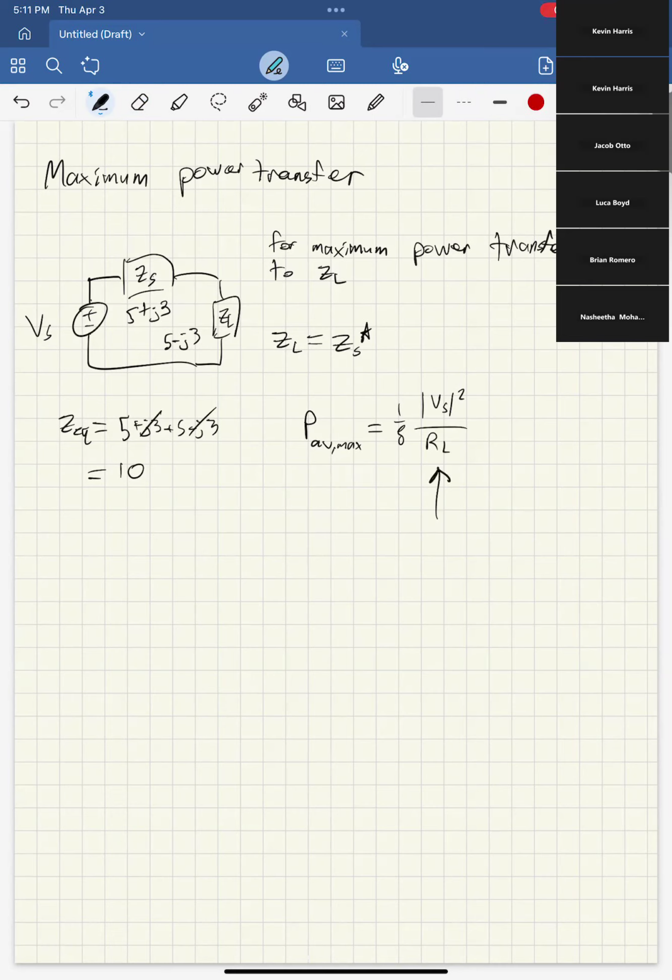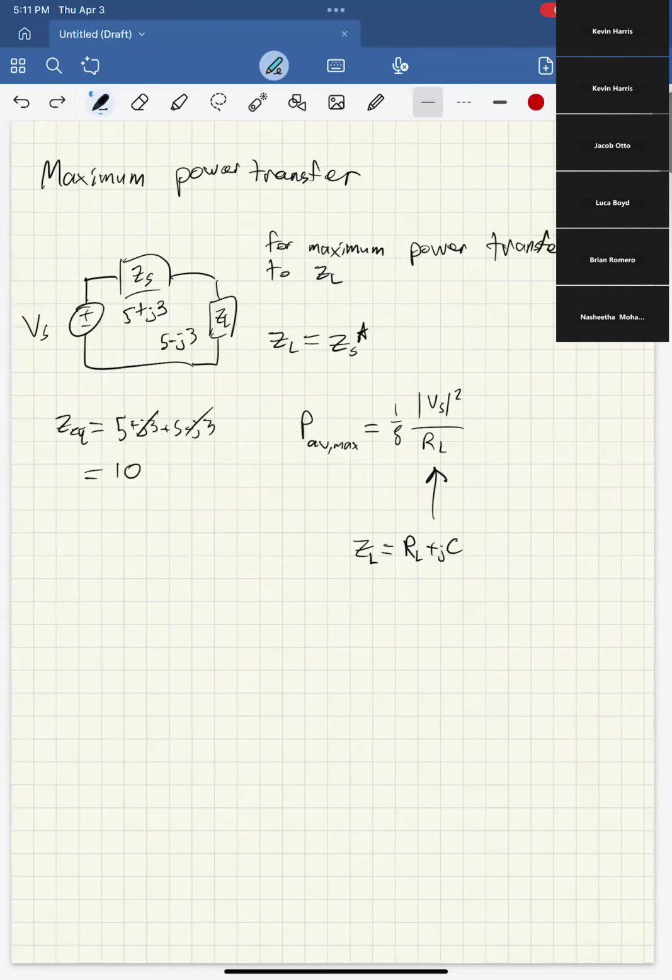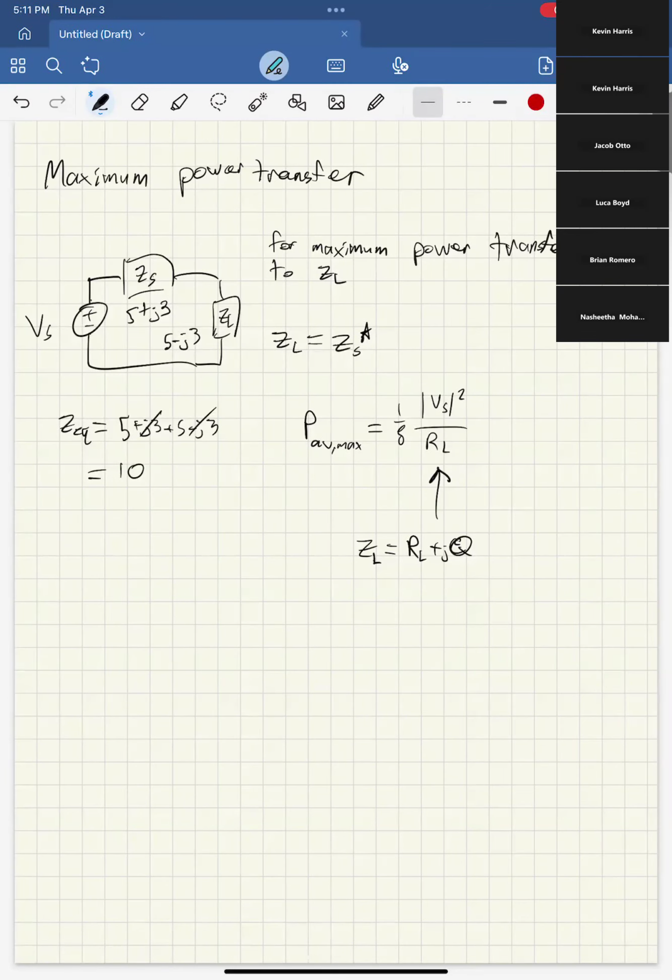So this is if ZL equals RL plus, what do they even call this? I'll call it jQ. So if it's RL plus jQ, then this is only the real part of that impedance.